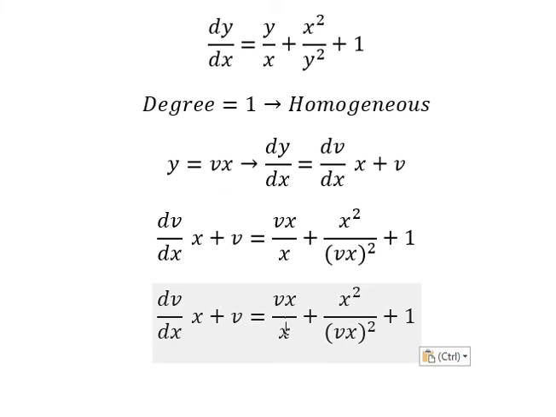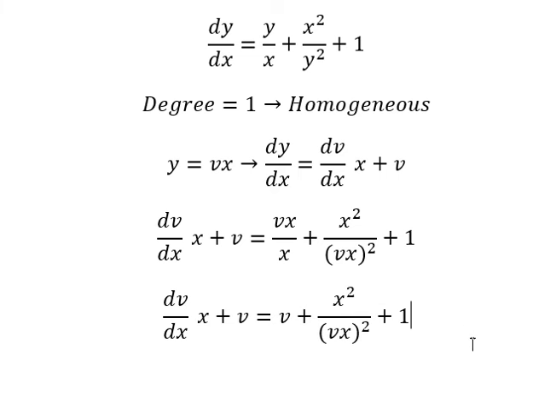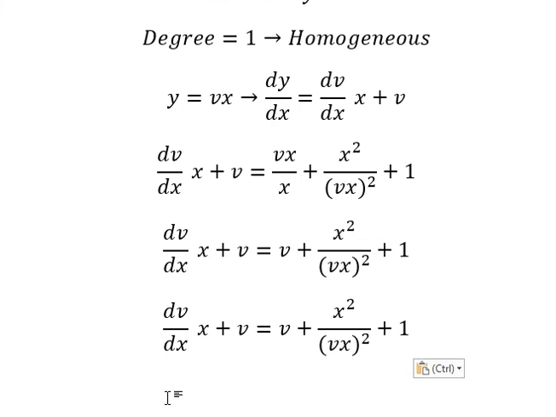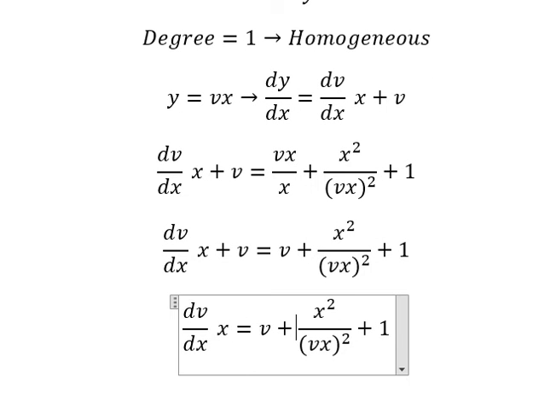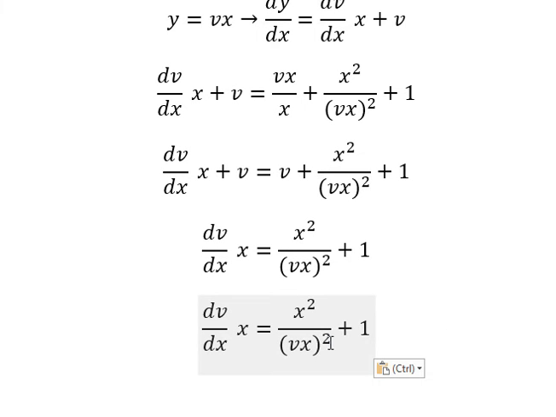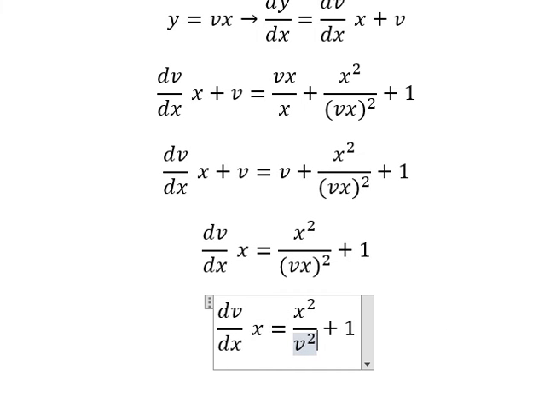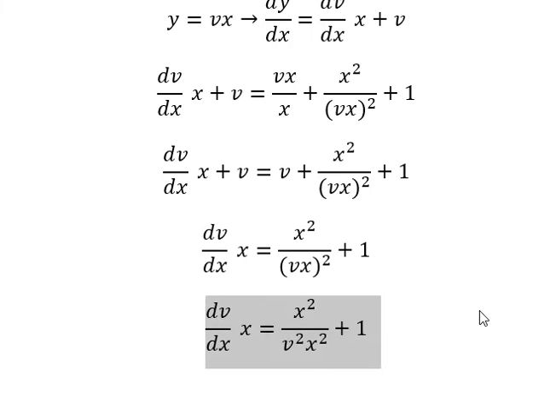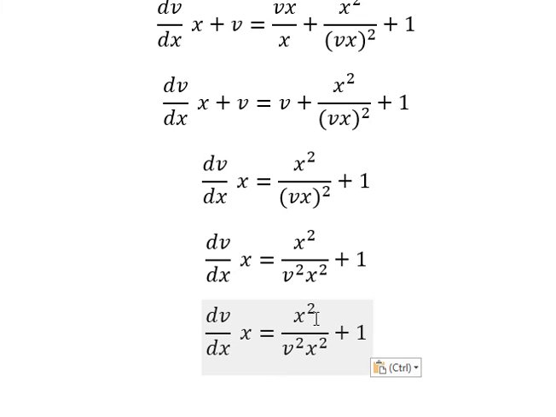x divided by x, you get v. So v minus v in here. This one you get v square x square. x square divided by x square, you get 1.